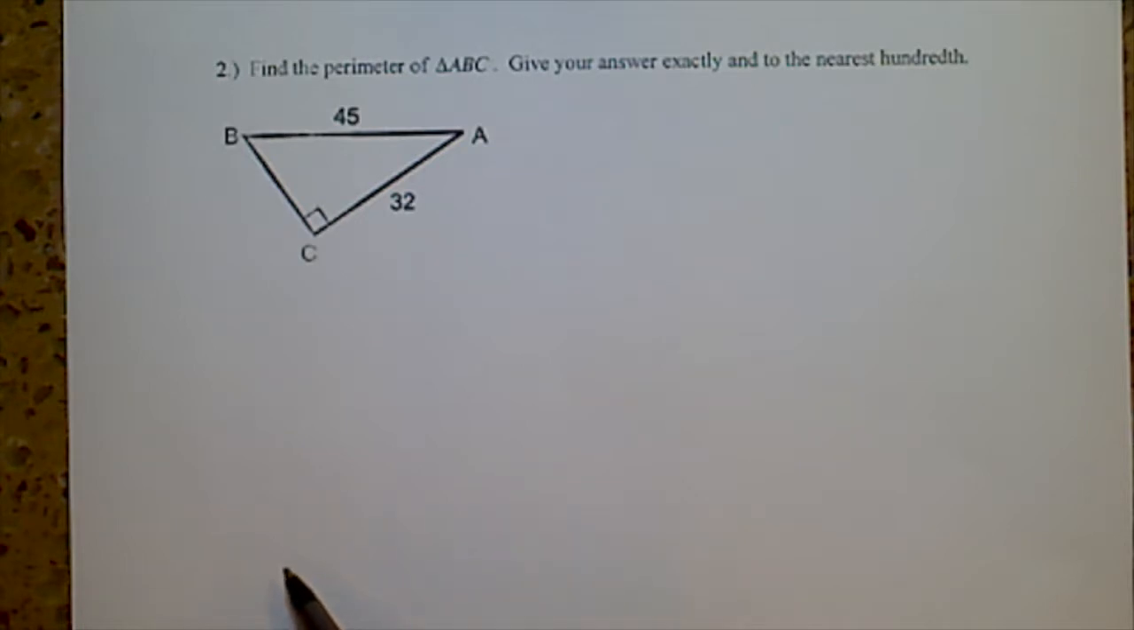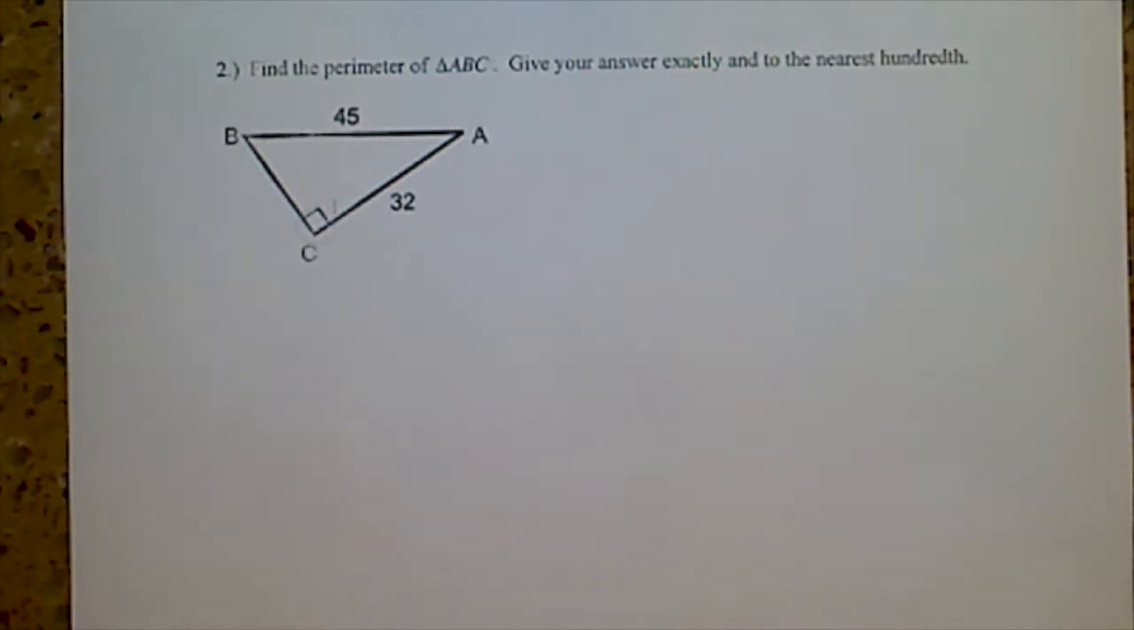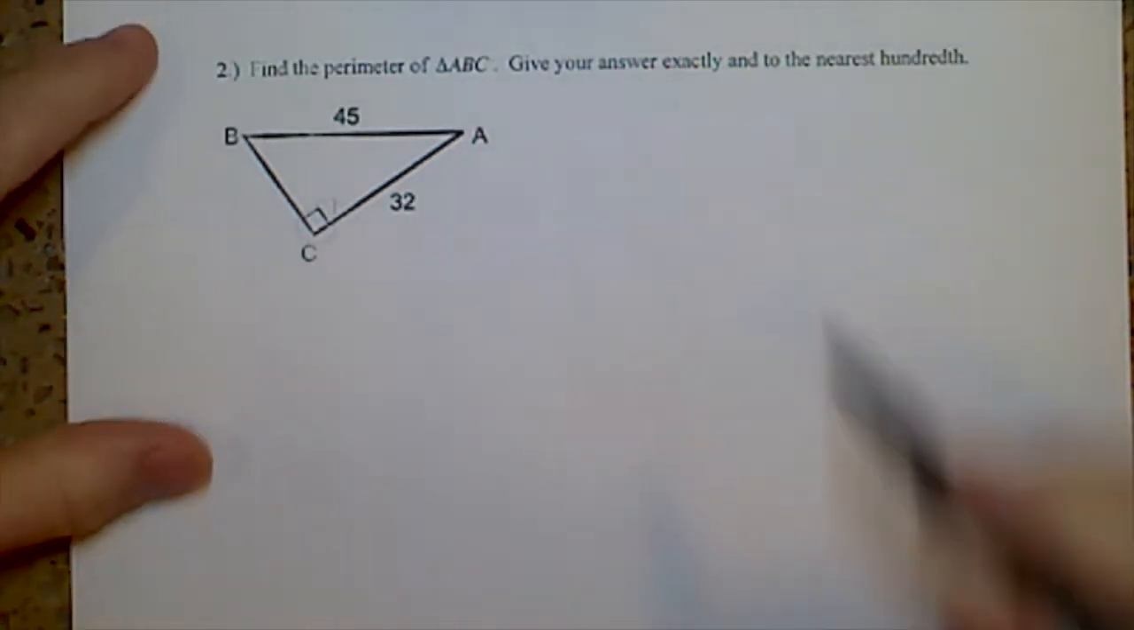I don't know if this is a 30, 60, 90. I don't know if it's a 45, 45, 90. It might be a 72, 18, 90. I don't know. All I can tell you for sure is that this is a right triangle, right? That's all I know. Since it's a right triangle, I can go ahead and use the Pythagorean theorem, right?